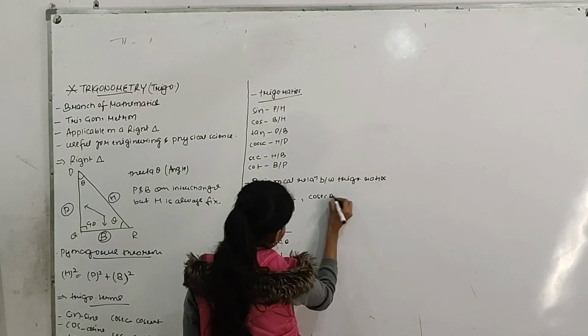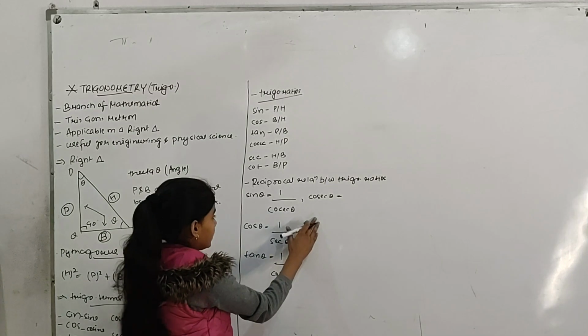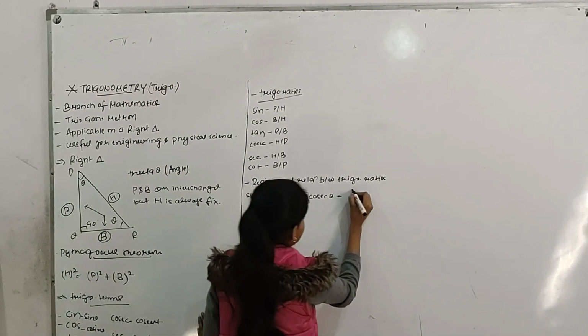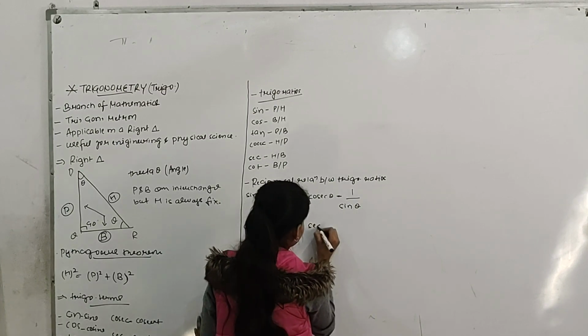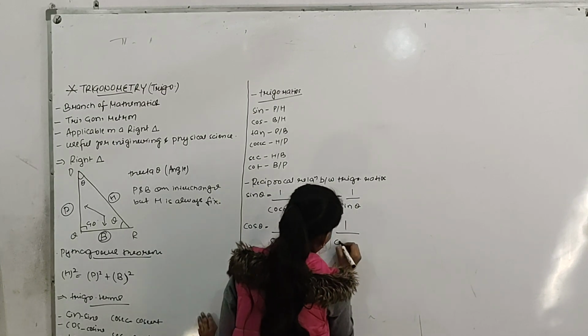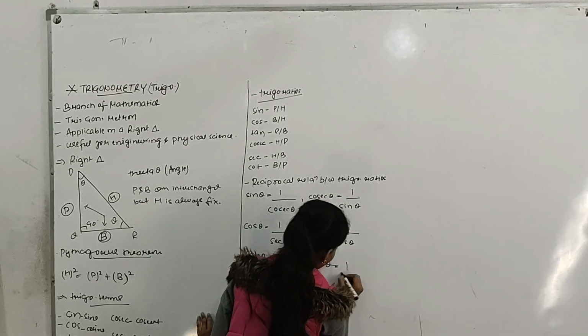Now cosec theta, which is the opposite term of sine theta, so we can write it as the reciprocal of sine, which is 1 upon sine theta. Now sec theta is equal to 1 upon cos theta, and cot theta is equal to 1 upon tan theta.